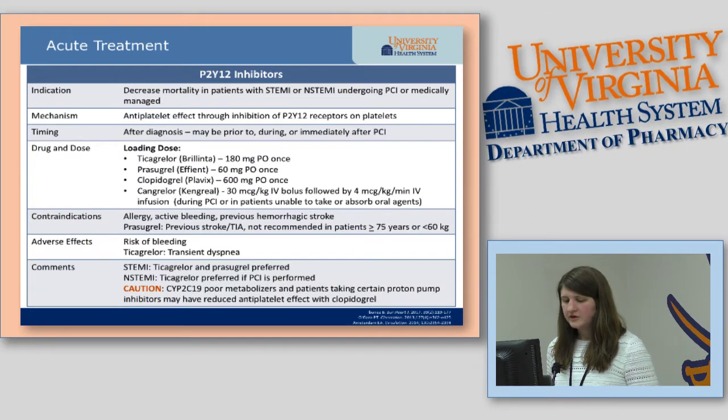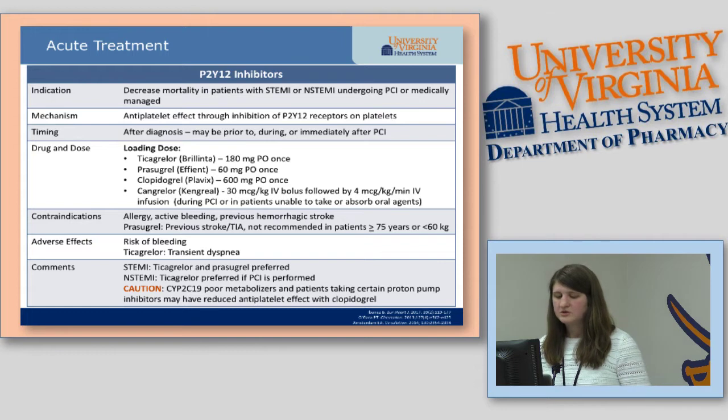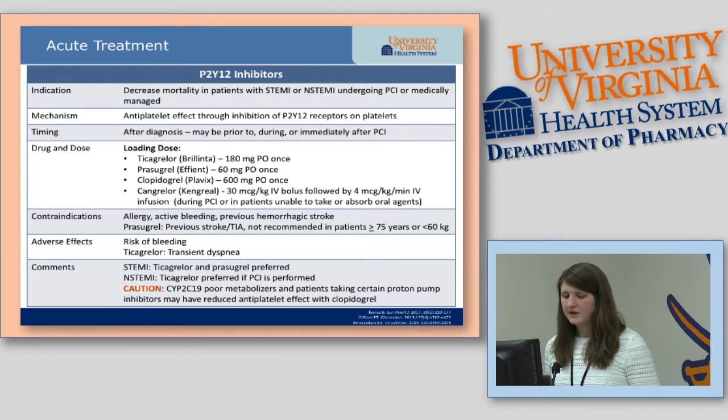So going on to acute treatment, continuing on, we have the P2Y12 inhibitors, which are also antiplatelet agents similar to aspirin that work slightly differently. These are indicated to decrease mortality in patients with STEMI or NSTEMI undergoing PCI or who are medically managed. And these can be given typically after diagnosis, but maybe prior to, during, or immediately after PCI.